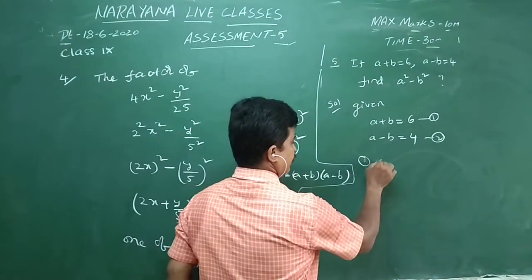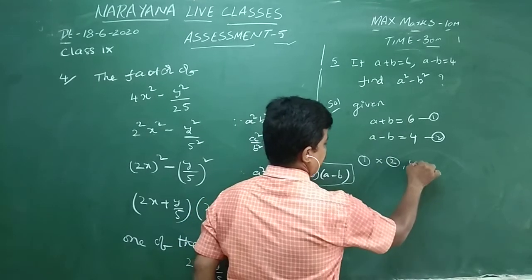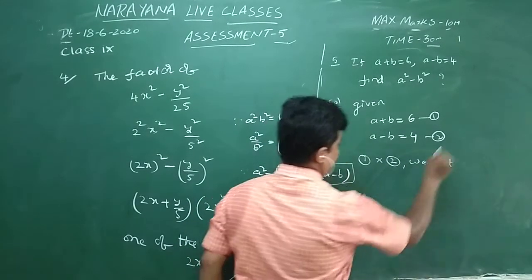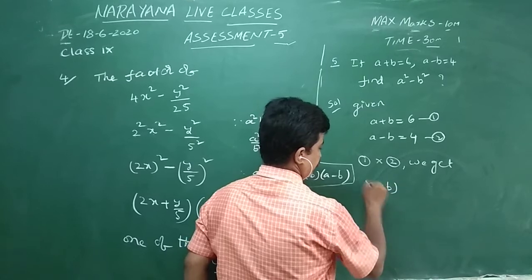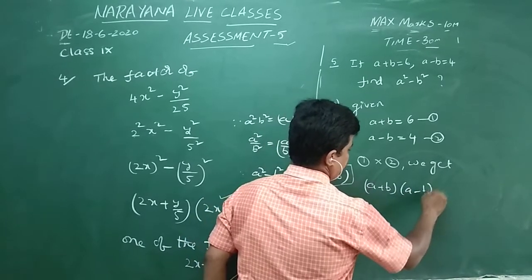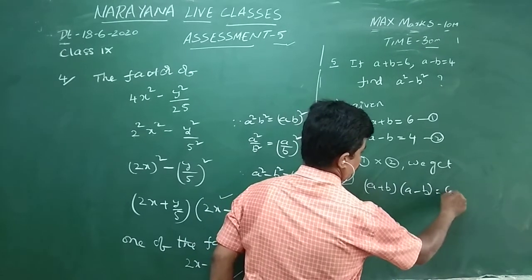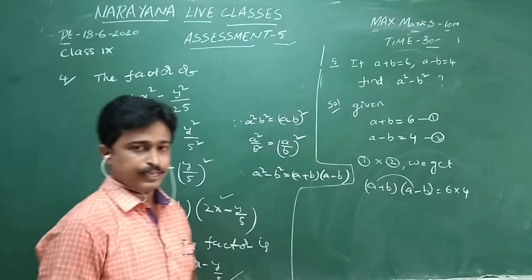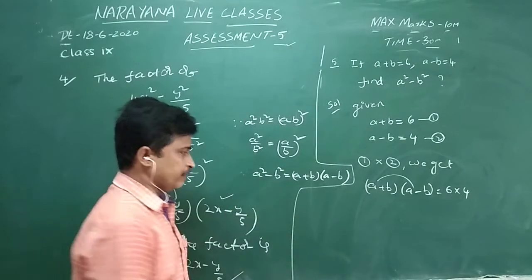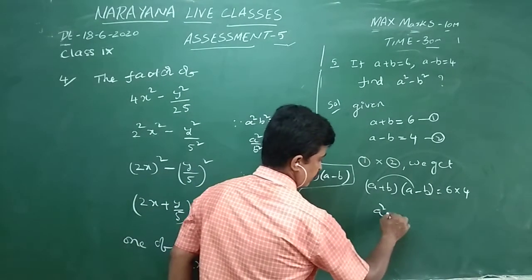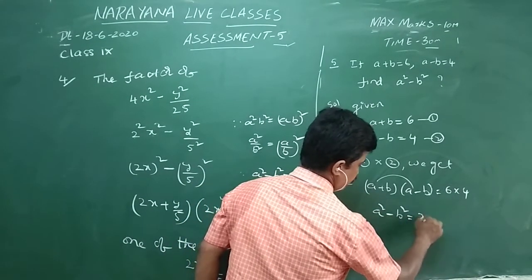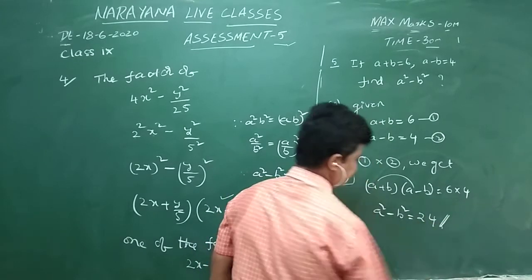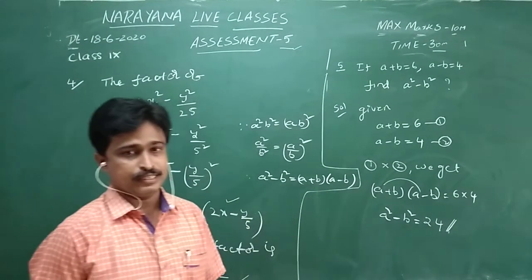Equation 1 into equation 2, we get a plus b into a minus b is equal to 6 into 4. So what is the formula of a plus b into a minus b, children? A square minus b square. So the value of a square minus b square is equal to 6 4s are 24. So this is the solution. It's the easiest one.